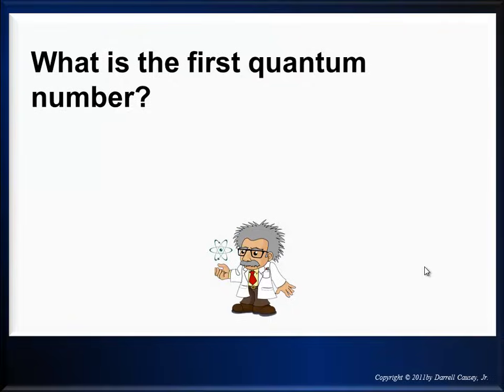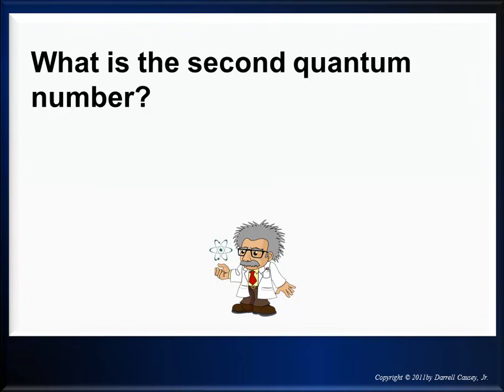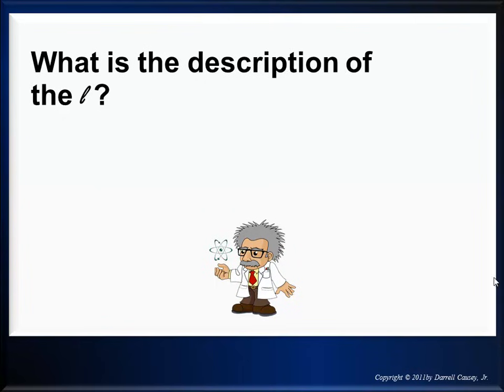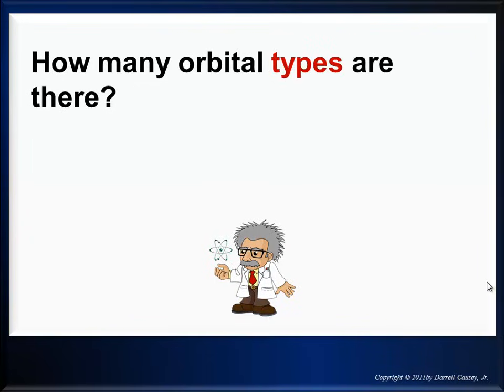So review. What is the first quantum number? Principal quantum number. What is the description for N? It's the main energy level. What is the second quantum number? That's right, it's the angular momentum. What is the description of L? Orbital shape or type. How many orbital types are there? There are 4: S, P, D, and F.